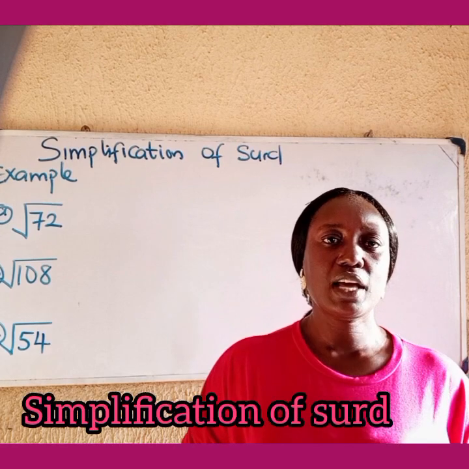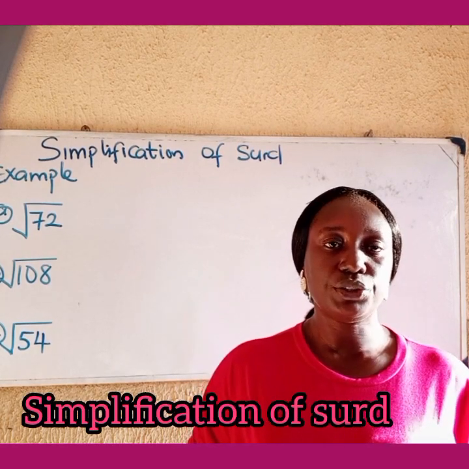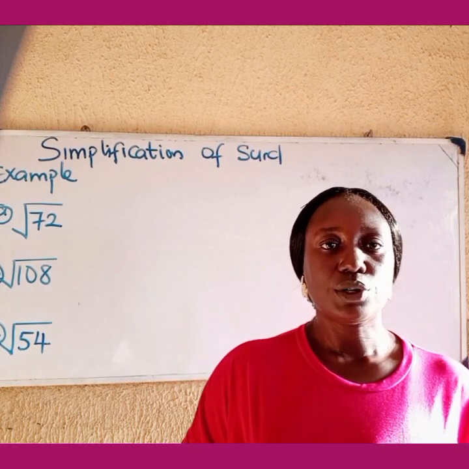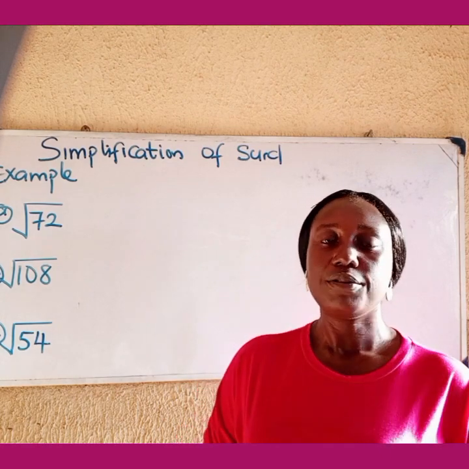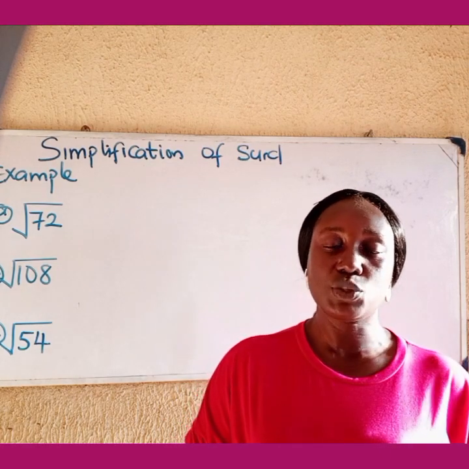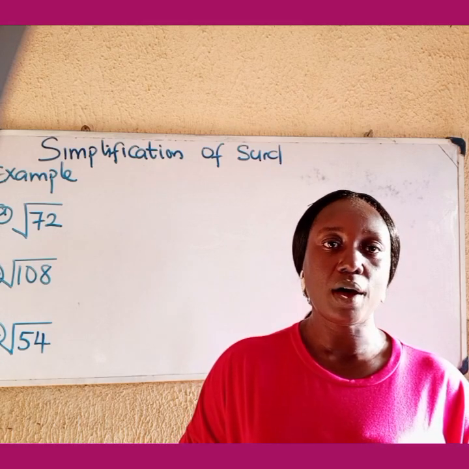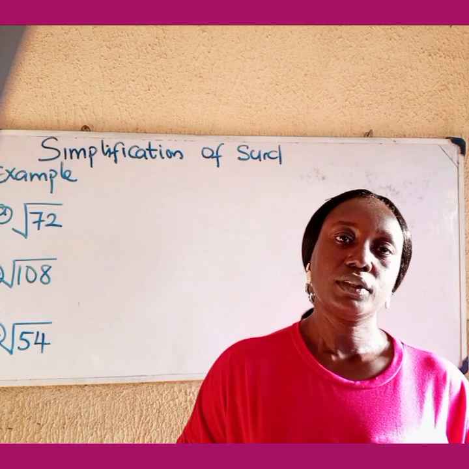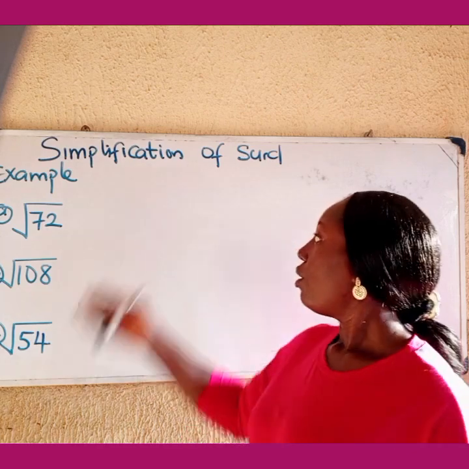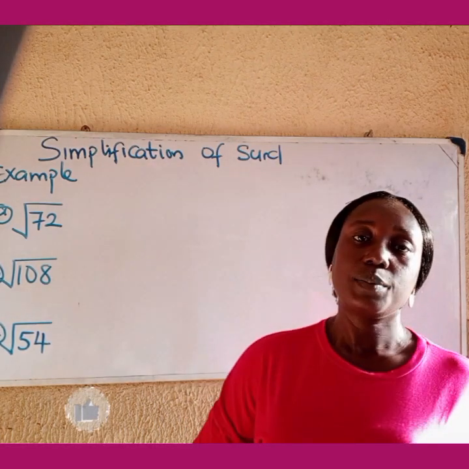Today we are going to see how to simplify SOD. What is SOD? SOD are numbers or values in square root which cannot be simplified further into a whole number or integer. Now let's look at these examples.